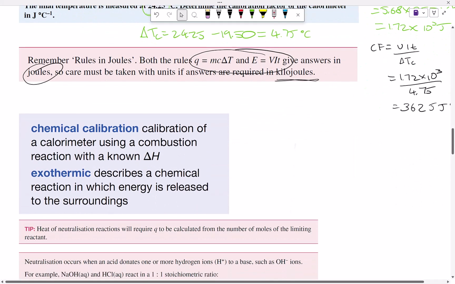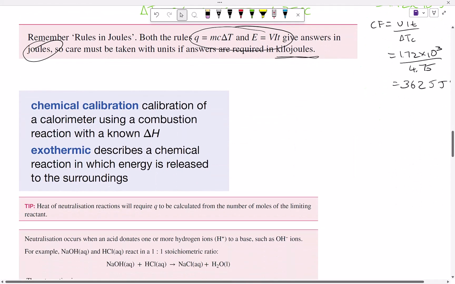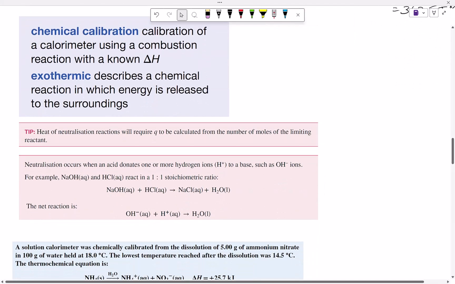So we talked about electrical calibration. We can also do a chemical one, using a combustion reaction with a known delta H. We've got an exothermic reaction. It's the opposite of endothermic, so it's describing a chemical reaction in which the energy is released into the surroundings. And a nice little tip here: the heat of neutralization reactions will require Q to be calculated from the number of moles of the limiting reactant. That's what we need to keep in mind there.